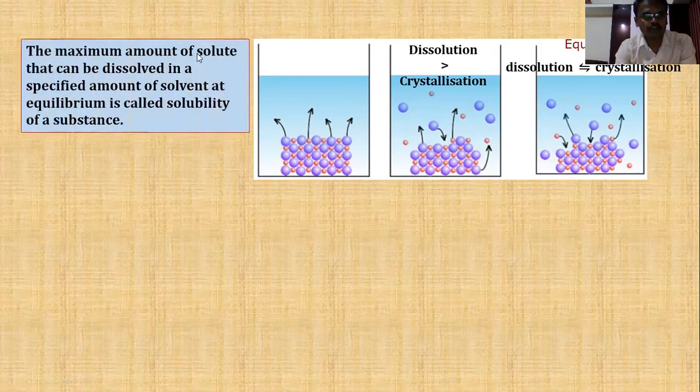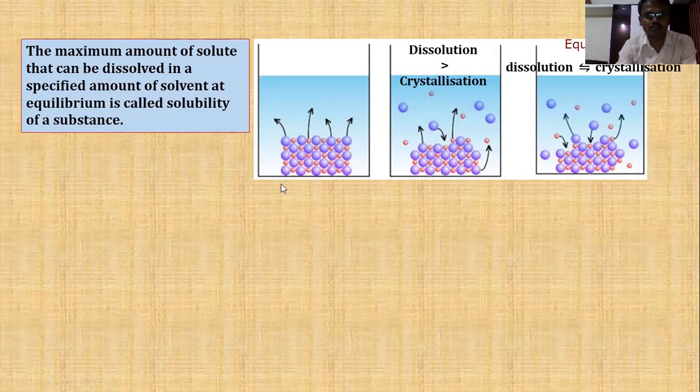The maximum amount of solute that can be dissolved in a specified amount of solvent at equilibrium is called solubility of a substance. So to understand the meaning of solubility of a substance, I had to explain all this, and it is very important as well. You also come across the terms dissolution and crystallization, right? So how much of solute can go into the solution by the time the solution achieves equilibrium? That is the amount of solute that can be dissolved in the solvent at that particular temperature.